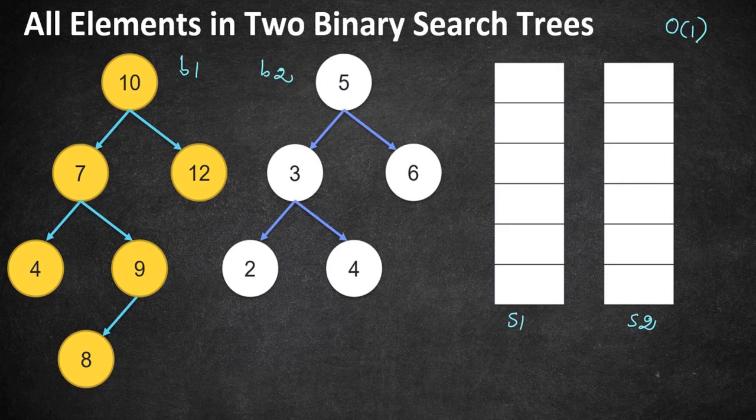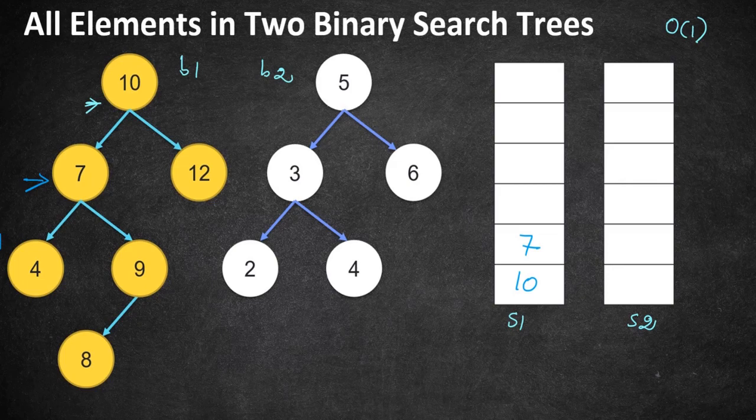Let's start from our first binary tree, our root node. The root node is the first node that we are going to visit and add. So let me add 10 to our stack 1. Moving on to our next value by in order traversal, the next value to be traversed is 7. Let's add 7 because 7 is obviously less than 10, and then the next value to be traversed is 4.